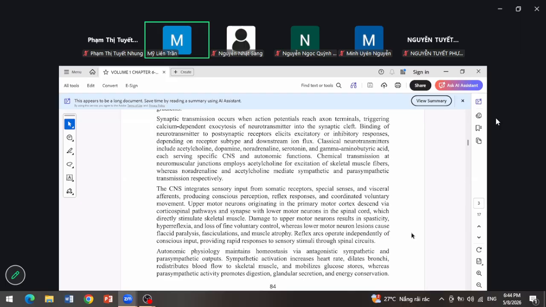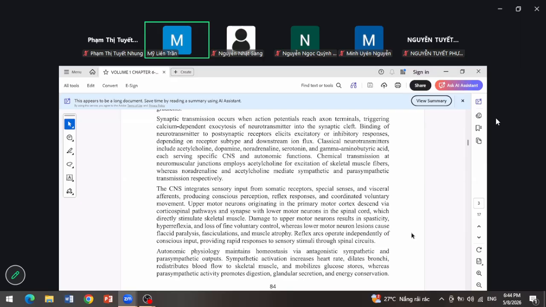Reflex arcs operate independently of conscious input, providing rapid responses to sensory stimuli through spinal circuits. Autonomic physiology maintains homeostasis via antagonistic sympathetic and parasympathetic outputs.